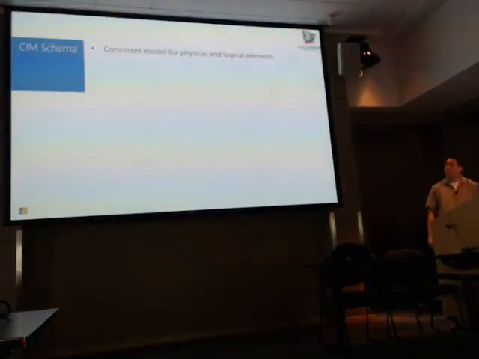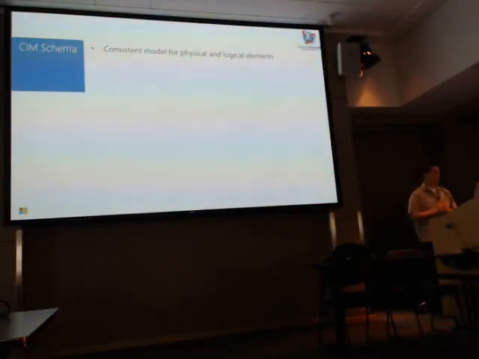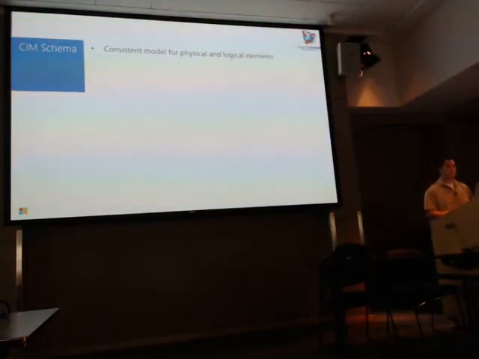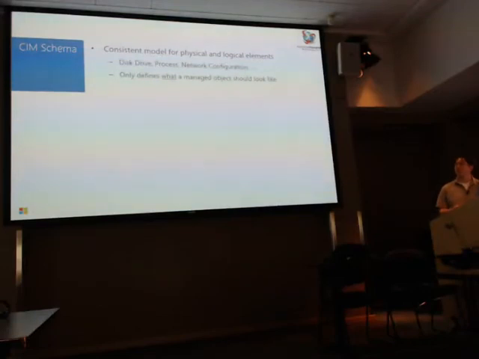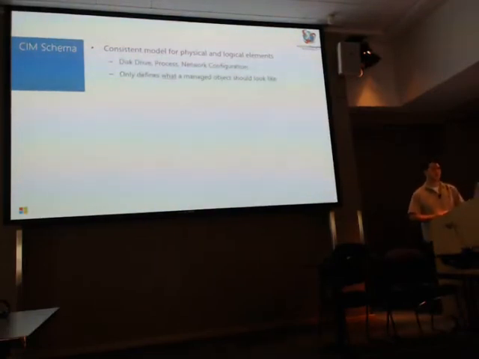Okay, so first, the CIM schema, where we'll go from the bottom of the stack working towards the top. What the CIM schema is really about is providing consistent modeling for things that you want to manage. This includes hardware, software, virtual, and logical things, for example, disk drives, network configuration, processes, services. Again, the one thing to keep in mind is the CIM schema only defines what something looks like, right?